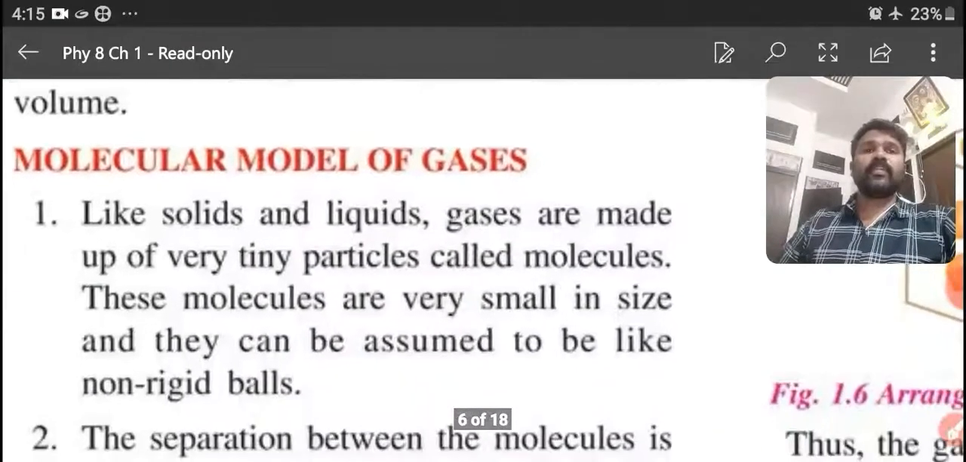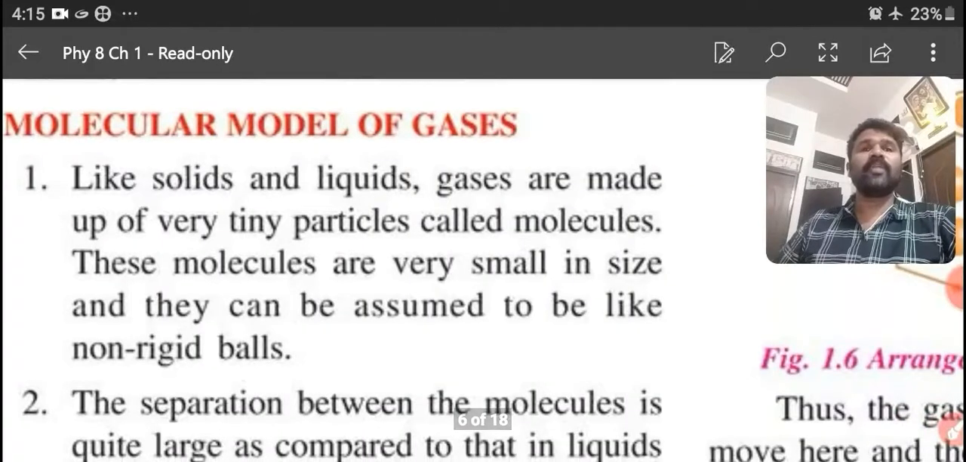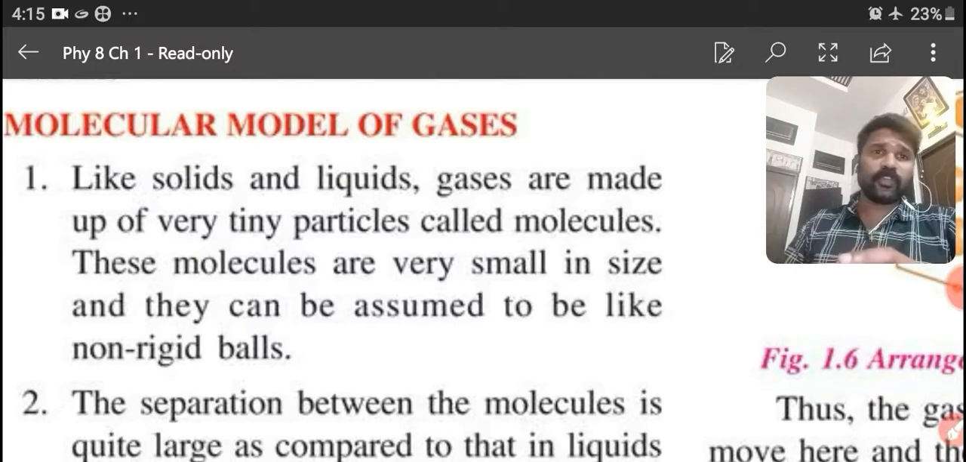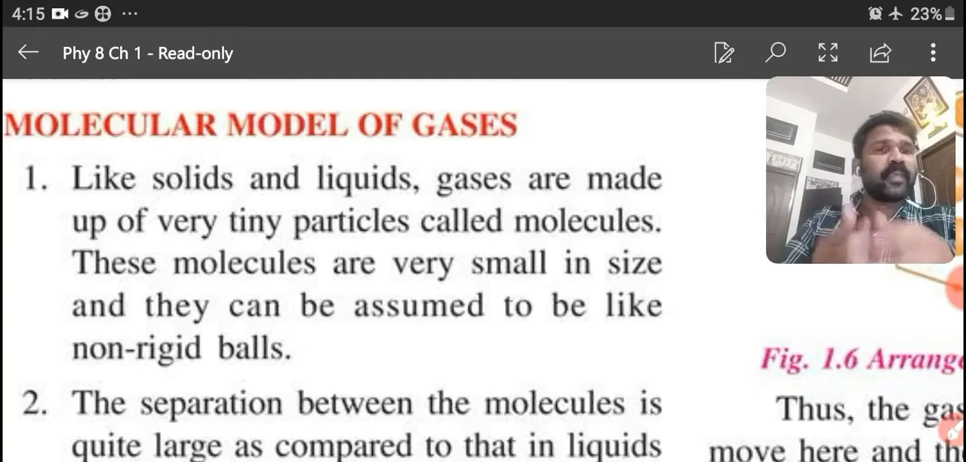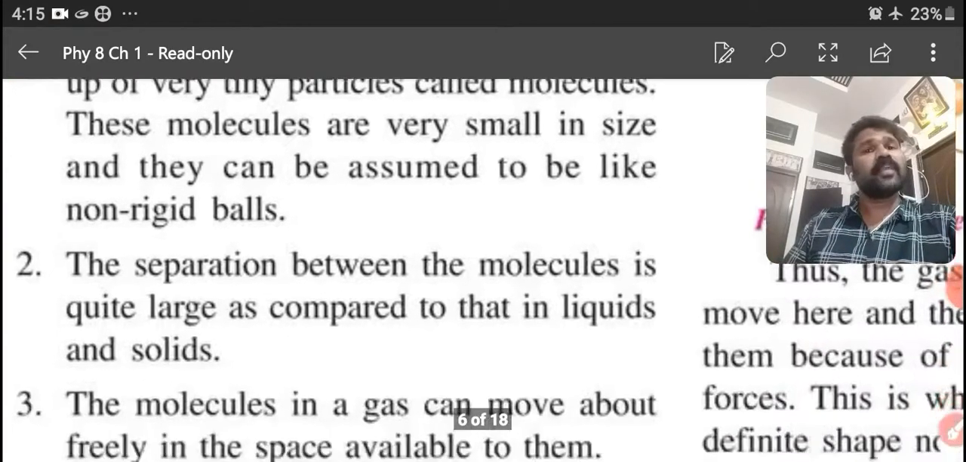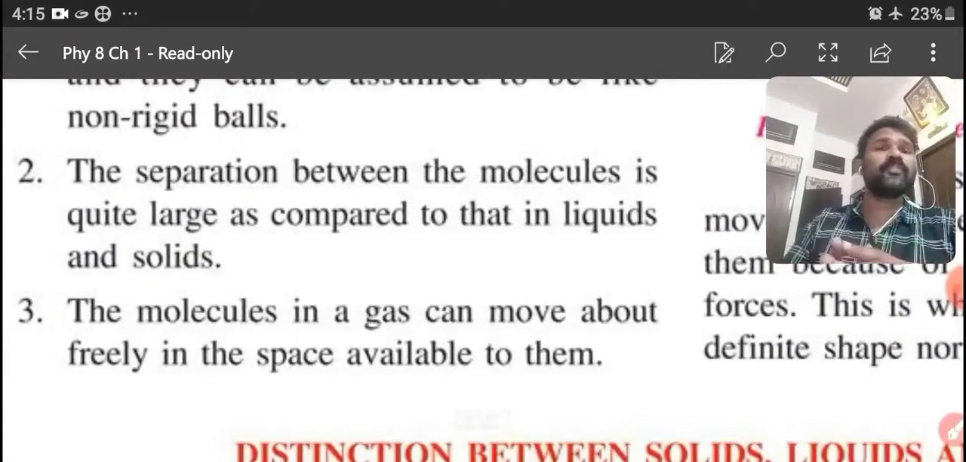Now we are going to discuss the molecular model of gases. Like solids and liquids, gases are made up of very tiny particles called molecules. These molecules are very small in size and can be assumed to be like non-rigid balls. Second point, the separation between the molecules, the intermolecular space, is quite large as compared to that in liquids and solids.